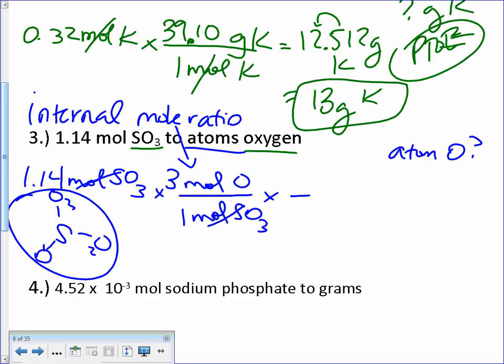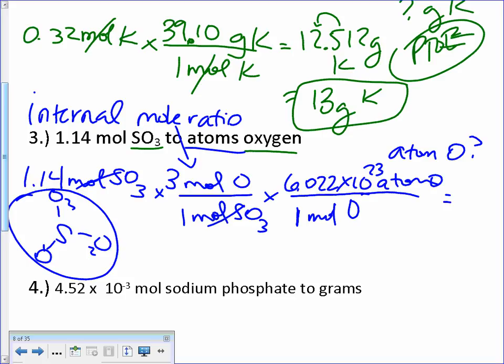Avogadro's number, right? So now I'm taking just 1 mole, not the 3 moles of oxygen. That 3 just stays in there because that was an internal ratio. You write down 1 mole of oxygen here, and then you tell me how many atoms of oxygen are in a mole. 6.022 times 10 to the 23rd atoms. Anytime you're going from moles to atoms, or moles to particles in general, you have to use Avogadro's number. So that's moles of oxygen.